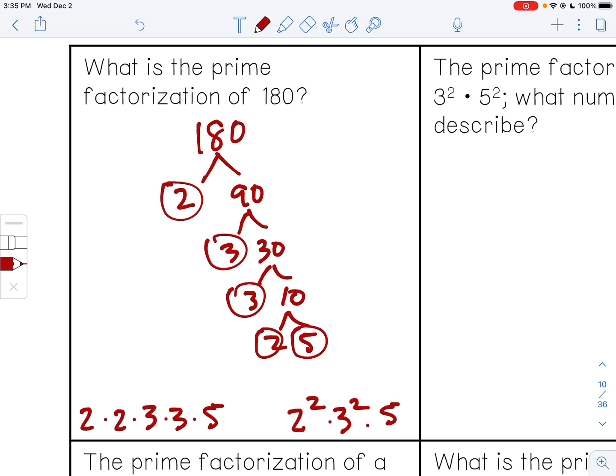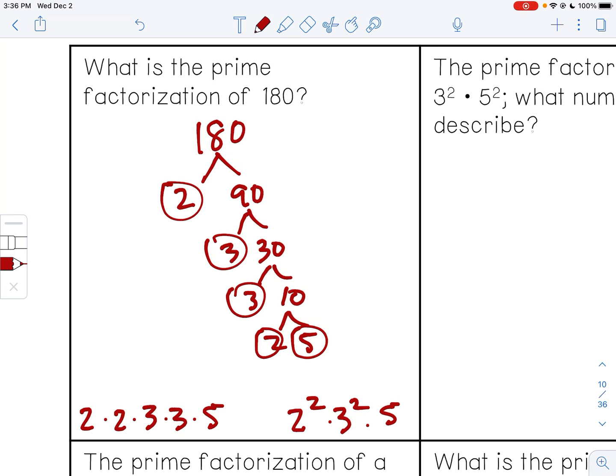Yes, absolutely. 30 is not a prime number, so I have to factor that out, and I got 3 and 10. Could you have done 6 and 5? Absolutely. Could you have done 2 and 15? Absolutely. As long as you factor it all out to get the prime numbers. So at the end, I'm left with 2 times 2 times 3 times 3 times 5.